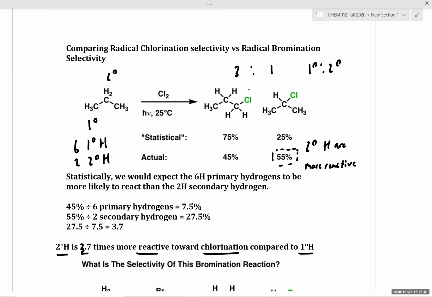Does everyone notice how the secondary position is substantially more reactive compared to what we'd expect from a statistical pattern of reactivity? Is everyone comfortable with this concept so far? Any questions so far? So for chlorination, we observe slight selectivity for the secondary positions. That makes sense intuitively because if this is a radical mechanism, we know that secondary radicals are preferred over primary.